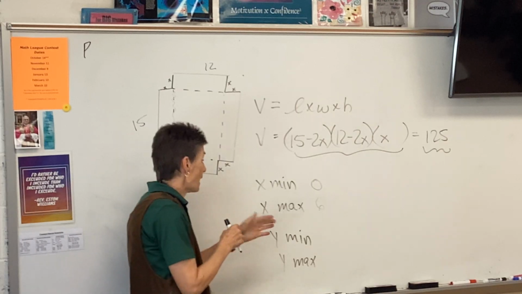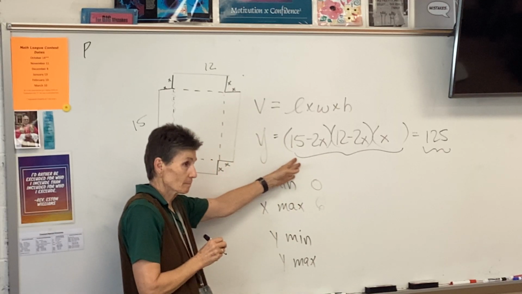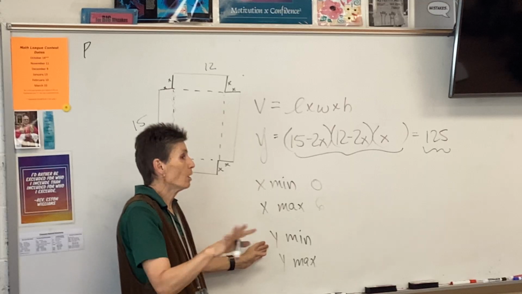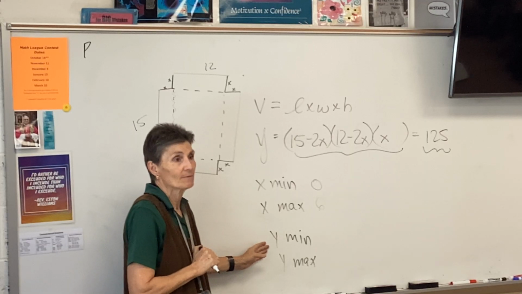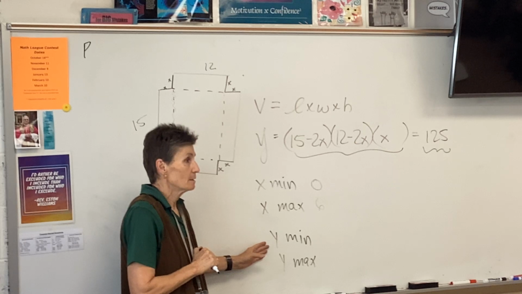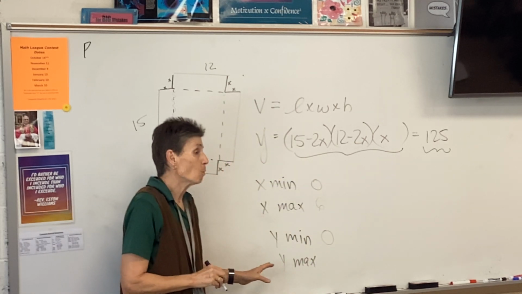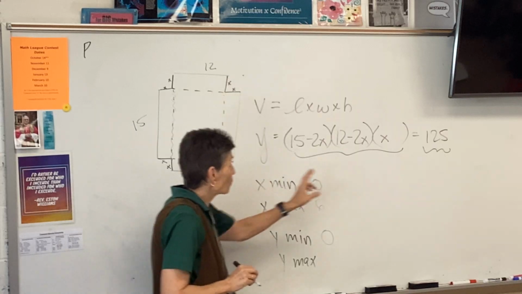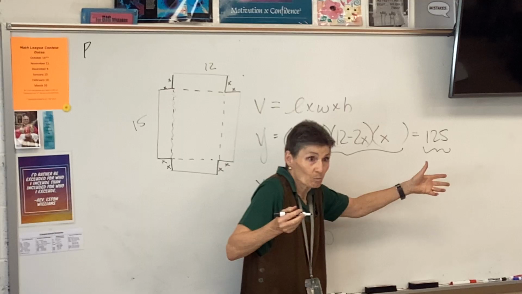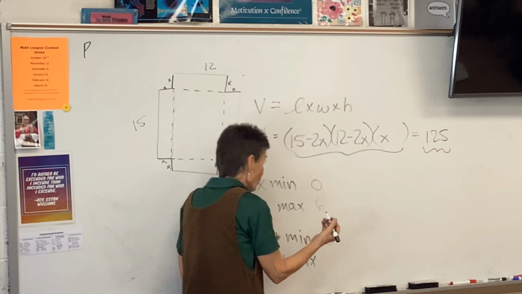Okay. Now Y is the volume, right? What's the smallest volume I could possibly have? In any problem anywhere in the whole wide world? 0. Now, I don't know what the biggest is, but I want it to be 125, right, at least 125. So I'm gonna set Y max at maybe 150.